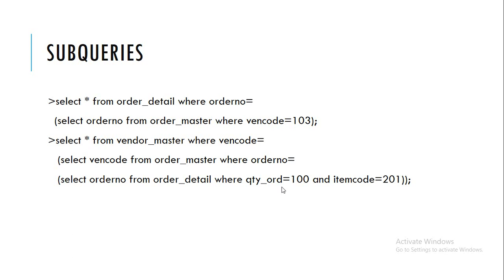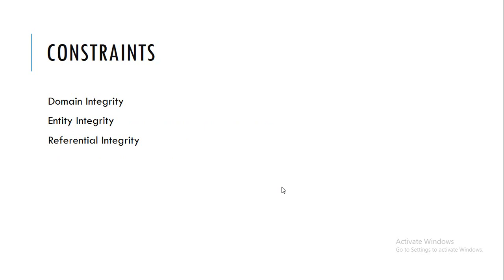In this way, in the subquery case, we are just finding data from different tables, which can be retrieved, and from the same table also we can retrieve. Okay, so single query, multiple subqueries. Now constraints.